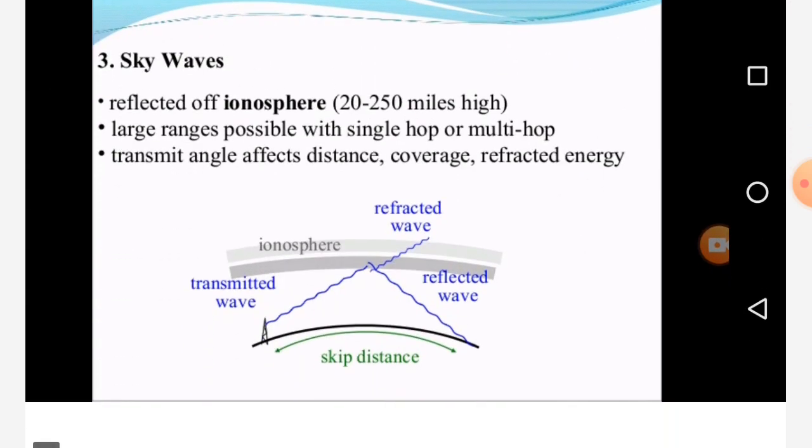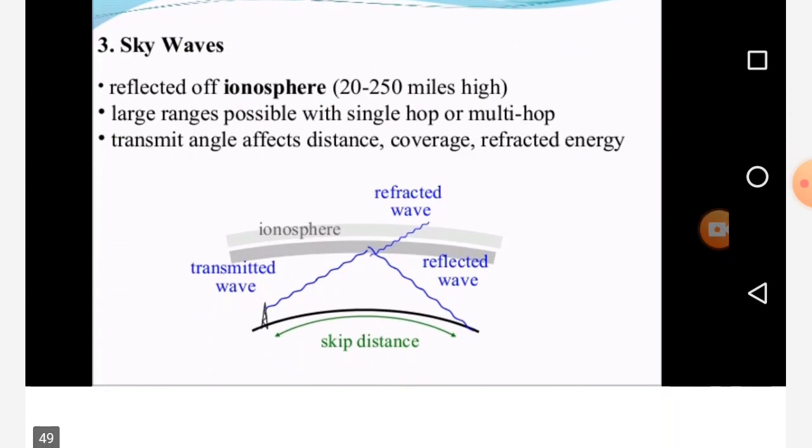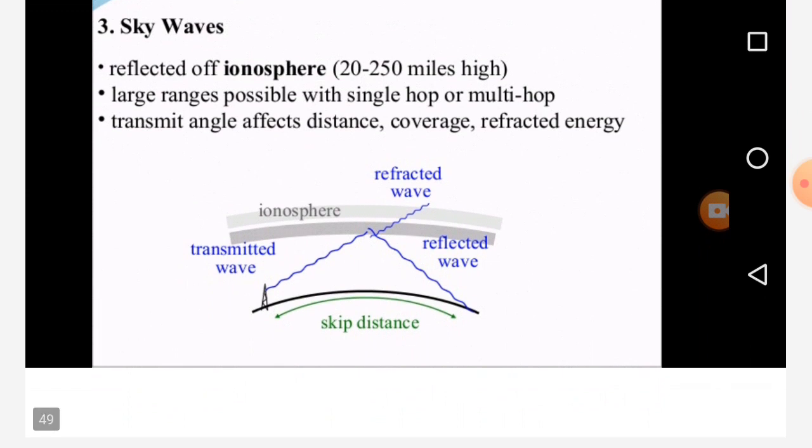Next is skywave propagation. Skywave propagation is reflected off the ionosphere, which is 20 to 250 miles high. Large ranges are possible with single hop or multiple hop. Transmit angle affects distance, coverage, and refracted energy.